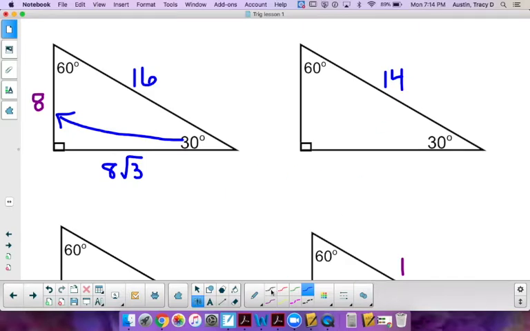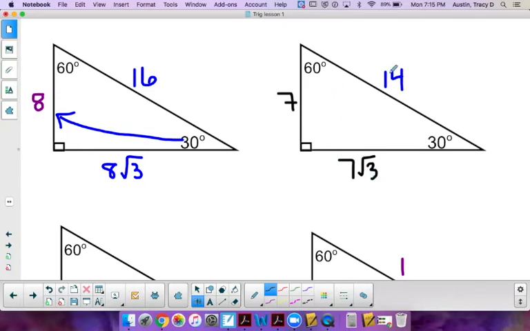Okay, so it's always better to get back to that base measure first. All right, so let's check. If I give you the hypotenuse and I say it's 14, well, what do I have to do to get back to my base measurement? Good, I have to divide by 2, so that makes this 7, and that makes the leg 7 times the square root of 3.